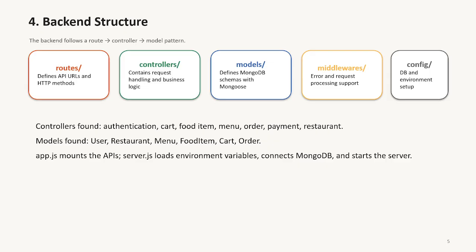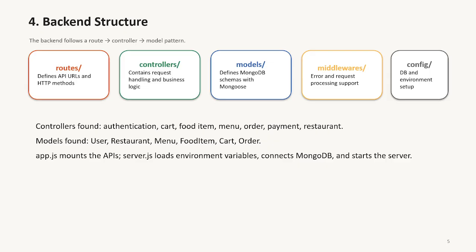And another is backend structure. Now let us explain the backend structure of the project. The backend is the heart of this application because it handles all business logic, database communication and security. The backend is developed using Node.js and Express.js to keep it simple, protected, and organized.